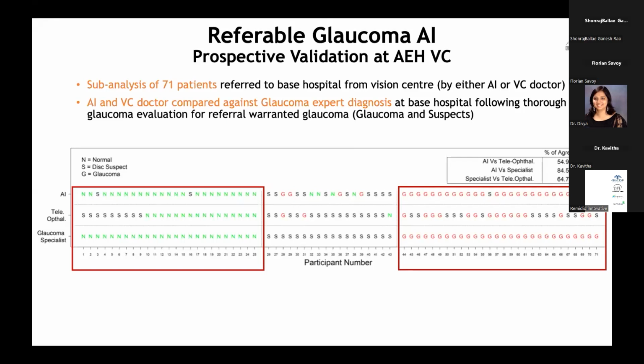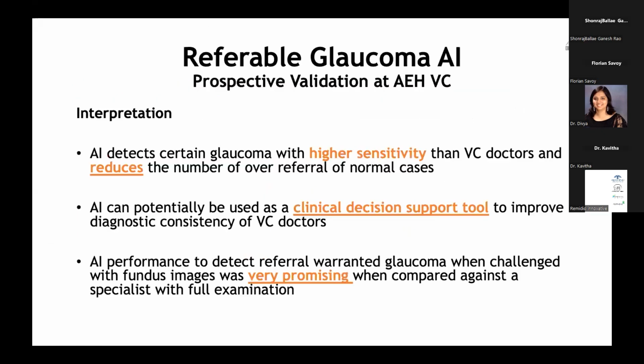And you can see, AI versus the specialist, the percentage of agreement was 84.5%. Whereas AI versus teleophthalmologist was 54.9%, and specialist versus teleophthalmologist was just 64.7%. This was because of the number of disc suspects. So the glaucoma fellows didn't want to miss any glaucoma. So they over-referred the disc suspects.